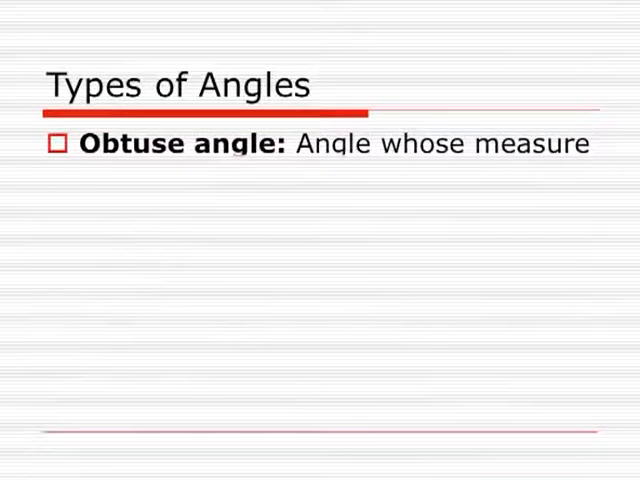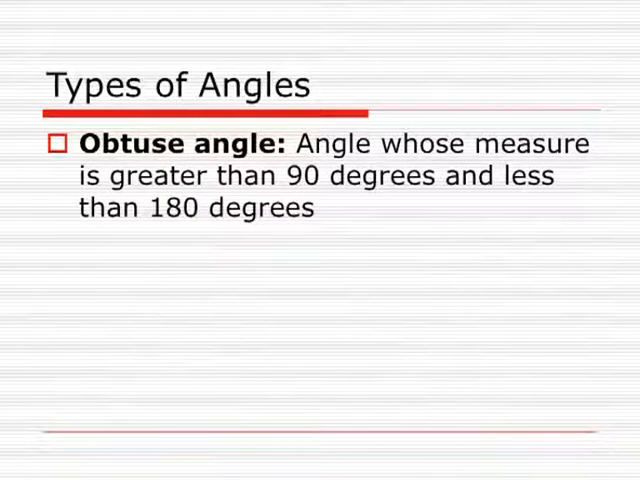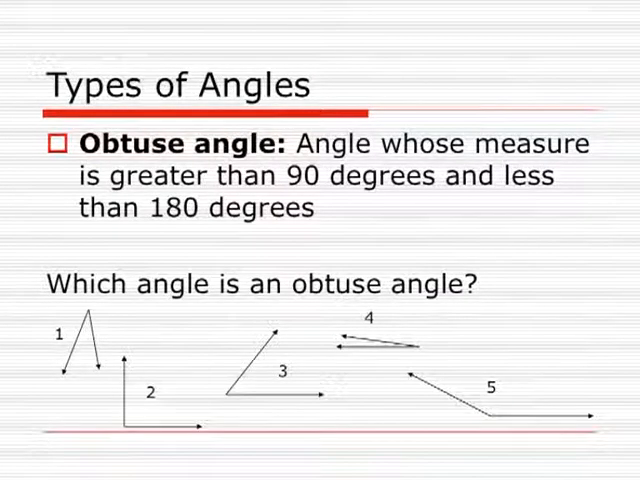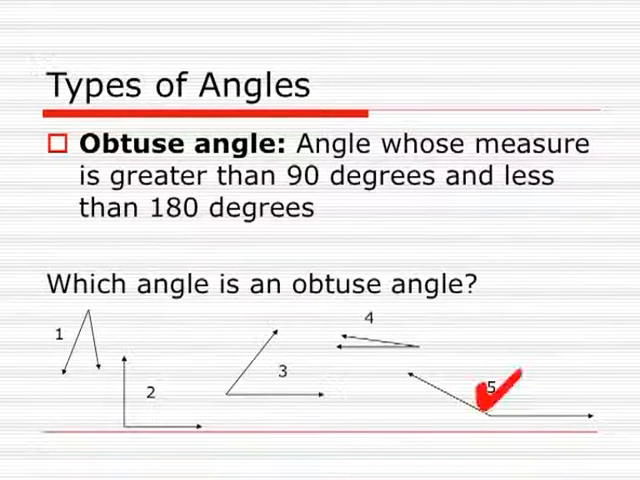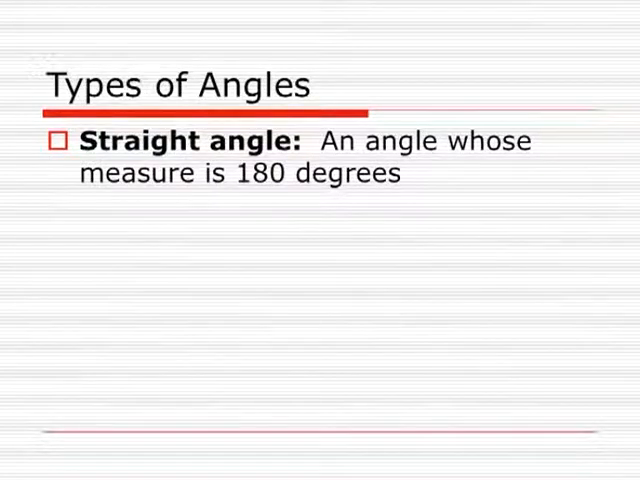Then we come across the angle called the obtuse angle. We define an obtuse angle as an angle whose measure is greater than 90 degrees and less than 180 degrees. In the figure again, angle 5 has a measure of more than 90 degrees, so angle 5 is an obtuse angle. The rest of the angles, which are 90 degrees or less than 90 degrees, are not obtuse angles. Then the straight angle is an angle whose measure is 180 degrees, and it is also shown by a straight line.